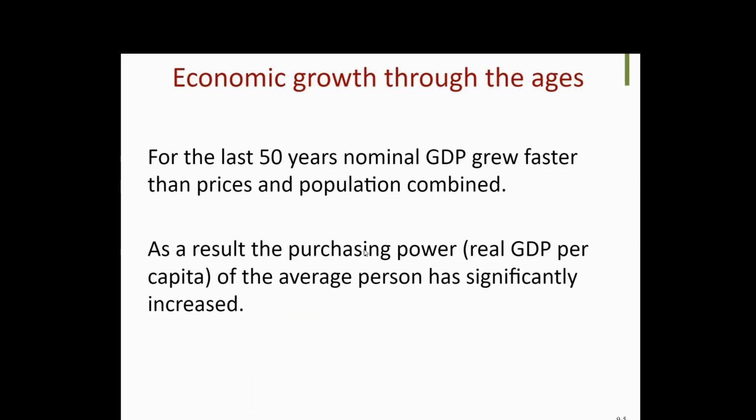So, real GDP in the last few centuries not only kept pace with the population growth, but surpassed it. This means that nominal GDP grew faster than inflation and population combined. The purchasing power of the average person in the world today is more than 3 times what it had been 200 years ago.